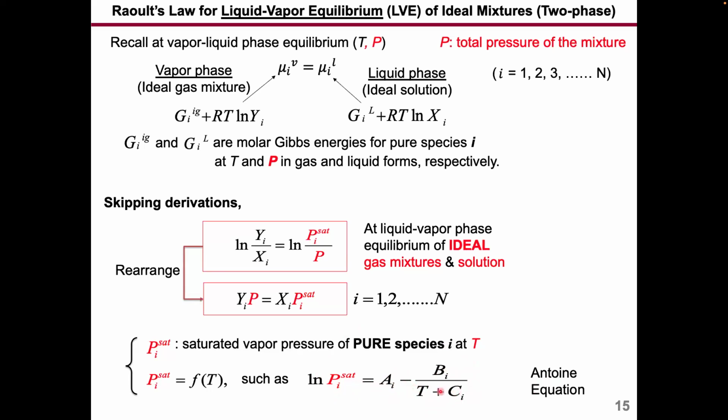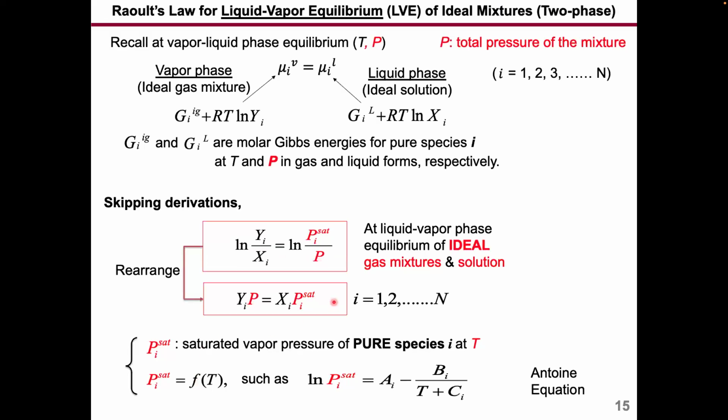Now these A, B, C values are species dependent. We actually have a table with these values. So as long as you know these constants, if you know the temperature, you can calculate Pi saturation, right? System pressure, we can give you. And then if you know the xi, you can simply calculate yi, okay? So that's the whole power of that equation. And this equation is actually called Raoult's law for ideal mixture.